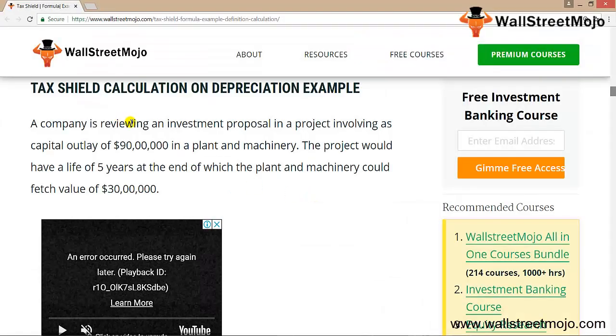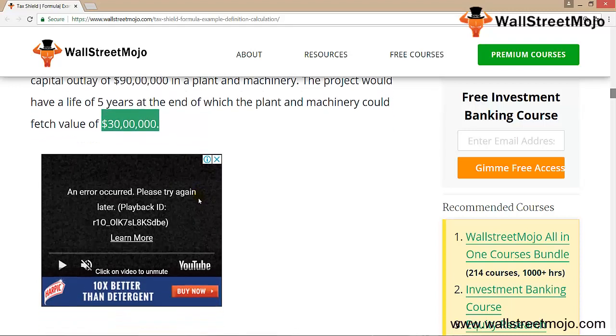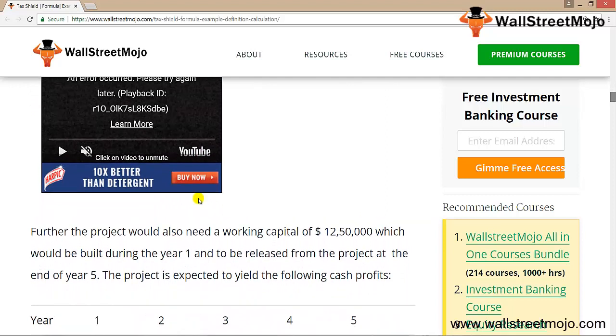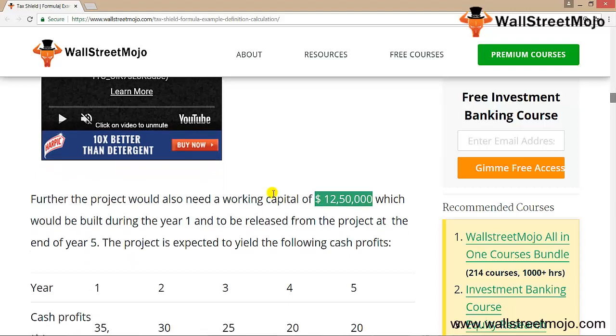Let's say there is a company which has an investment proposal in a project involving a capital outlay of close to 90 million in plant and machinery. The project would have a life of 5 years, at the end of which the plant and machinery could fetch close to 30 million. That is the salvage value. Further, the project would also need a working capital of 1,25,000, which would be built during year 1 and released from the project at the end of year 5.